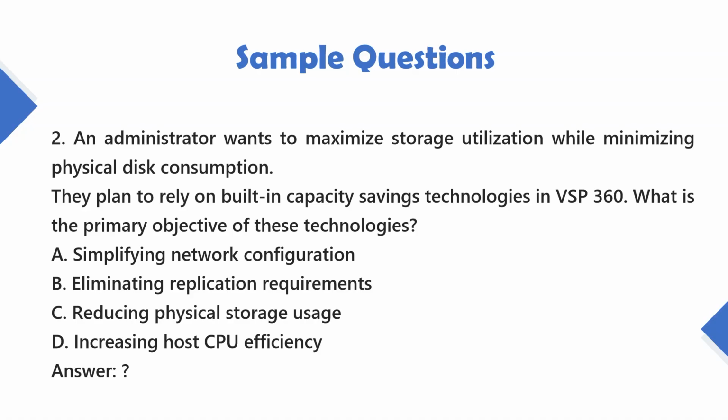2. An administrator wants to maximize storage utilization while minimizing physical disk consumption. They plan to rely on built-in capacity savings technologies in VSP 360. What is the primary objective of these technologies? A. Simplifying network configuration. B. Eliminating replication requirements. C. Reducing physical storage usage. D. Increasing host CPU efficiency.